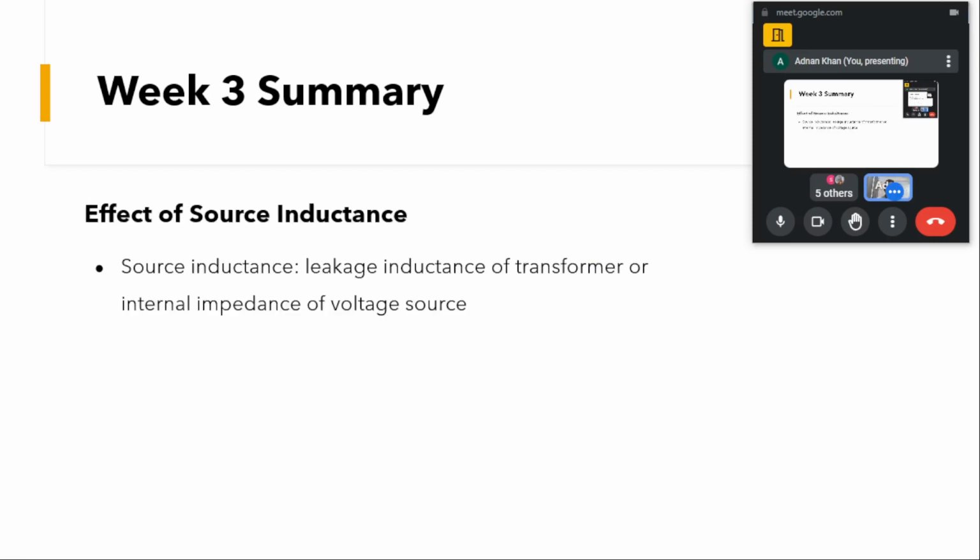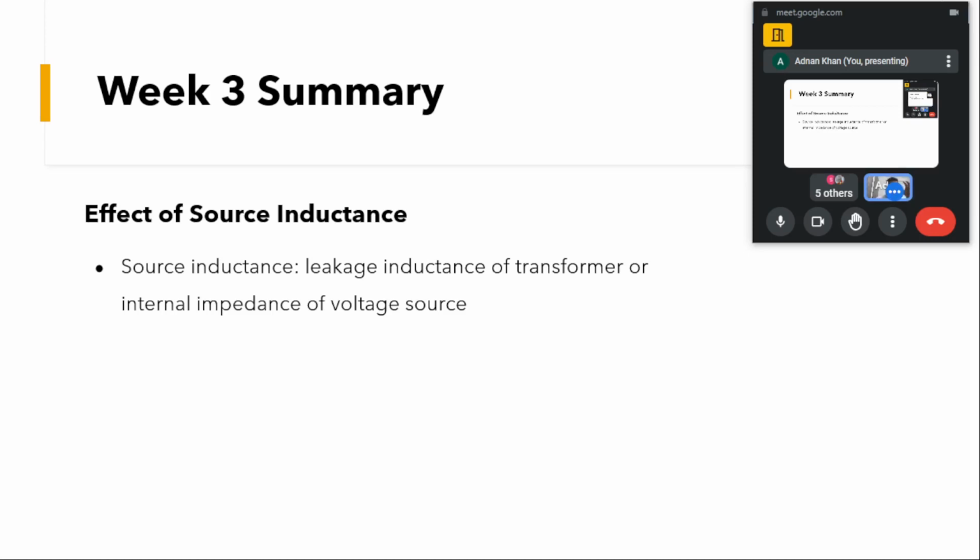So next, what was taught is the effect of the source inductance. What is the source inductance? Let us say at the source we have a transformer, it will have some leakage inductance, or as you know, at the source there will be their own impedances as well.